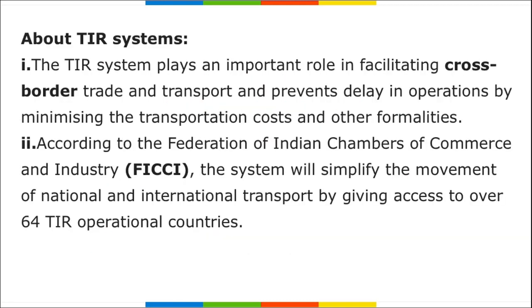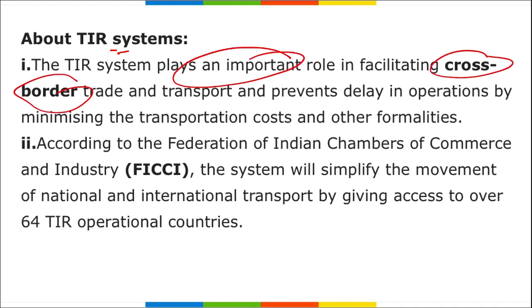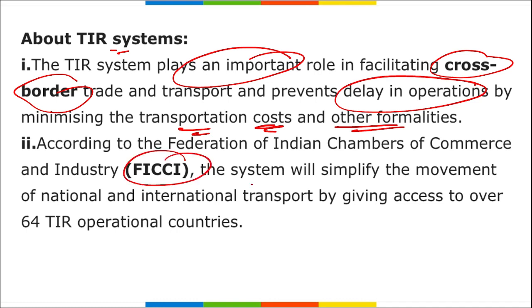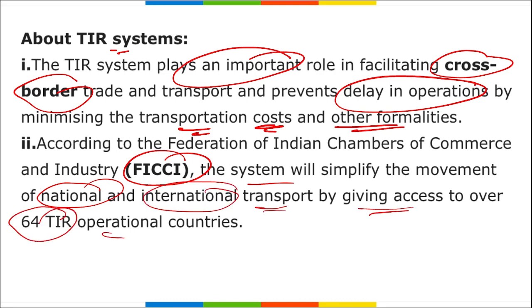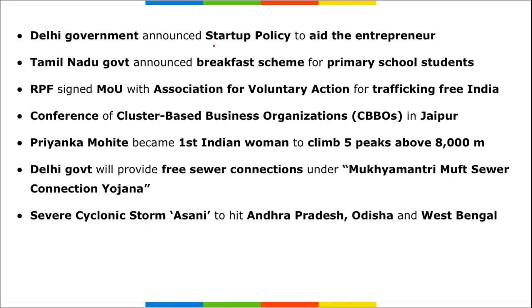So here you can see what the TIR system is. It plays an important role in facilitating cross-border trade, and it prevents delays in operations by minimizing the transportation cost and other formalities, and also it helps to reduce the logistics cost. According to FICCI, this system will simplify the movement of national and international transport by giving access to over 64 TIR operational countries.